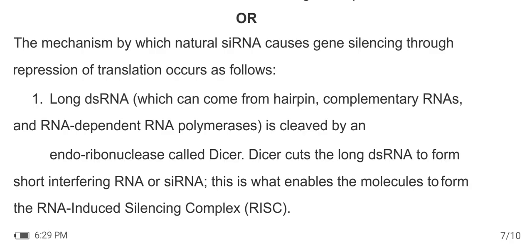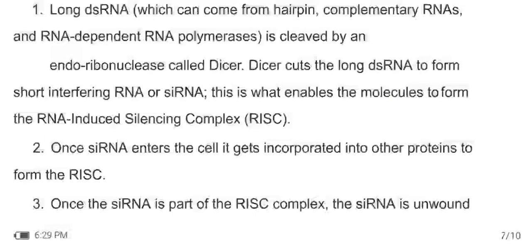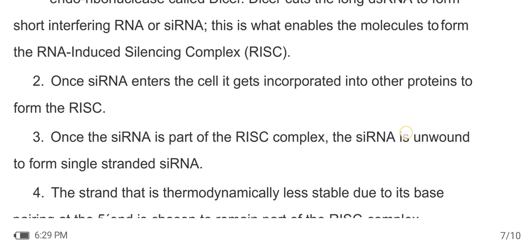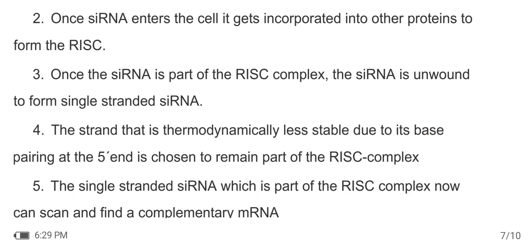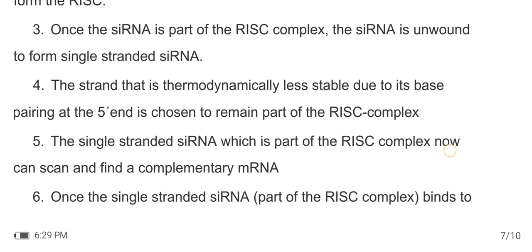Dicer cuts the long dsRNA to form short interfering RNA, or siRNA. This is what enables the molecules to form the RNA-induced silencing complex. Once siRNA enters the cell, it gets incorporated into other proteins to form the RISC. Once siRNA is a part of the RISC complex, the siRNA is unwound into single-stranded siRNA.